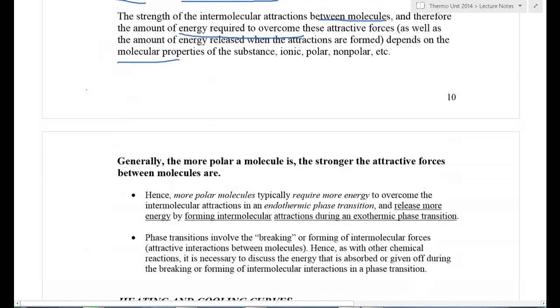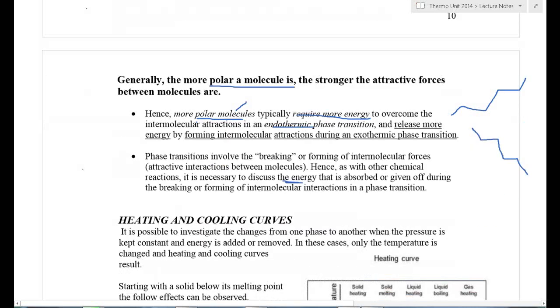Okay, so the more polar a molecule is, the stronger the attractive forces. So polar molecules require more energy to overcome the IMFs in an endothermic phase transition, which would be all the things you see on a heating curve. And they will release more energy in the cooling curve on anything that's exothermic. So phase changes involve breaking IMFs, not breaking bonds.